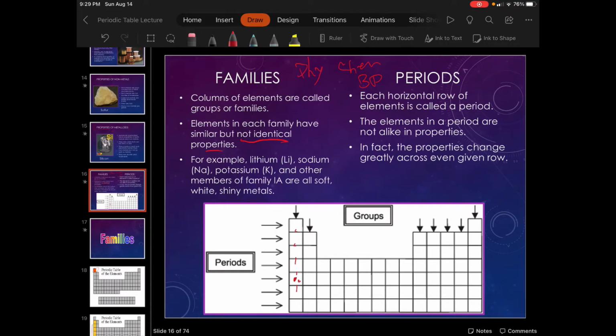Now, periods are each horizontal row of the periodic table. The elements in a period are not alike in properties. In fact, the properties change greatly across a given row, okay?